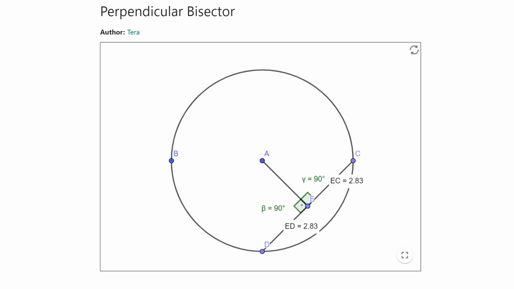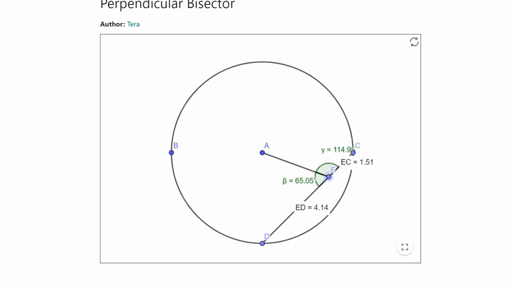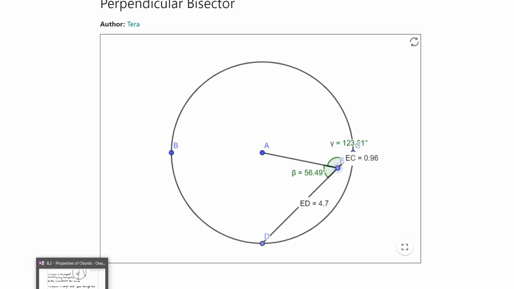These are the three pieces of really important information that we are going to be working through and using in all the examples today. We have lines that are perpendicular to chords. Those lines or line segments go through the center, and the line bisects the chord. It means that it splits it exactly in half. I encourage you to go and play with this applet if you want. So let's go back to our notes here.